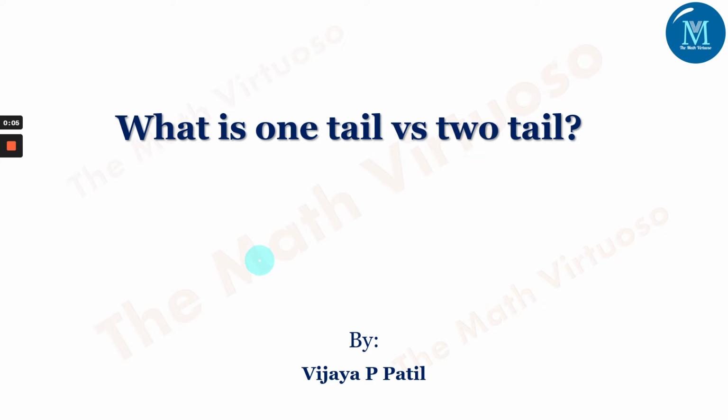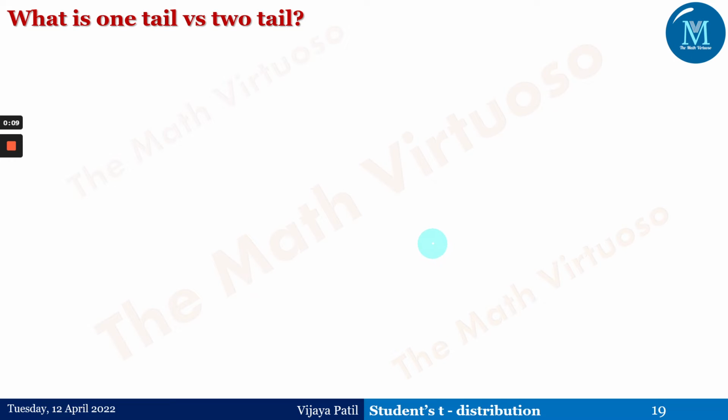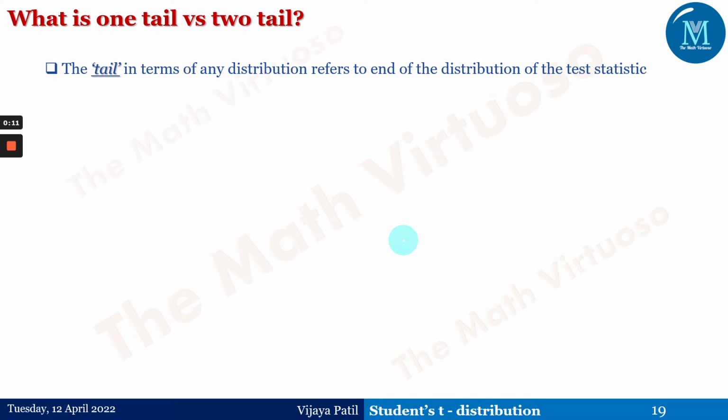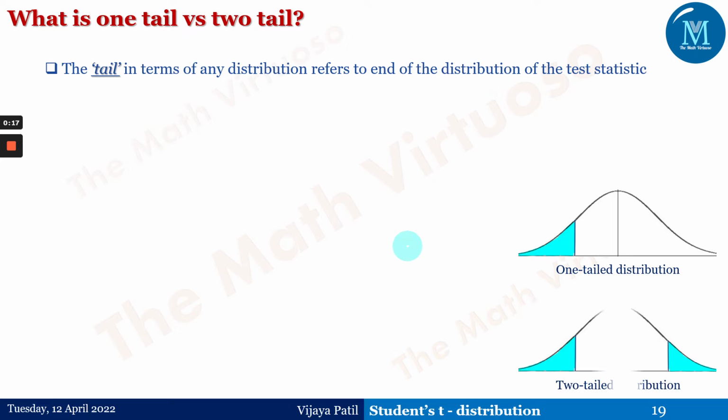Today we are going to deal with the question, what is one tail versus two tail? The tail in terms of any distribution refers to the end of the distribution of the test statistic. So these are the figures. We will have a discussion on them.